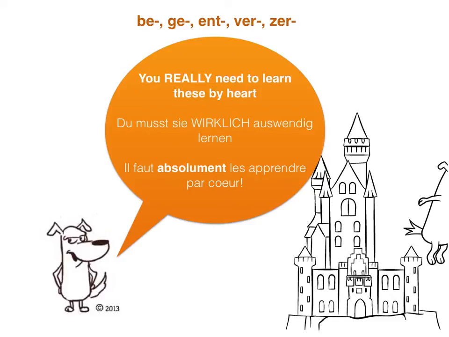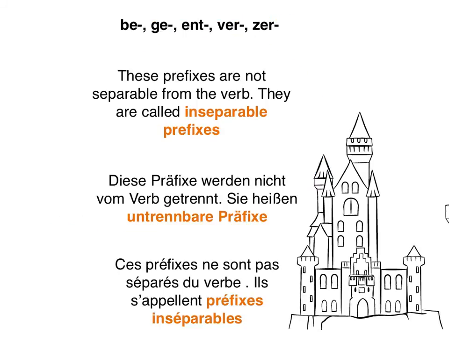So, you really need to learn these by heart. Du musst sie wirklich auswendig lernen. Il faut absolument les apprendre par cœur. So, these prefixes, and some of you might know it, are not separable from the verb. They are called inseparable prefixes. Diese Präfixe werden nicht vom Verb getrennt, sie heißen untrennbare Präfixe. Ces préfixes ne sont pas séparés du verbe, ils s'appellent préfixes inséparables.